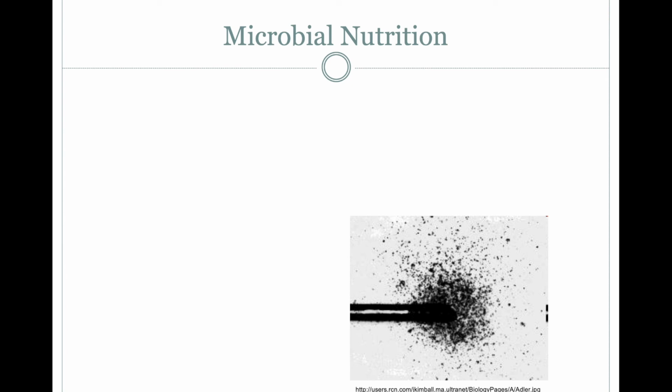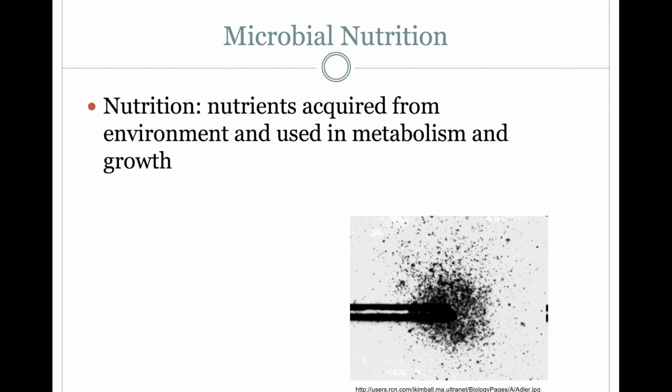So first, the definition of microbial nutrition. Nutrition: nutrients acquired from the environment and used in metabolism and growth. These 2 terms mean 2 different things. So for metabolism, this is what we'll talk about in chapter 7. This is looking at the use of organic compounds or inorganic terminal electron acceptors to generate energy in the form of ATP.